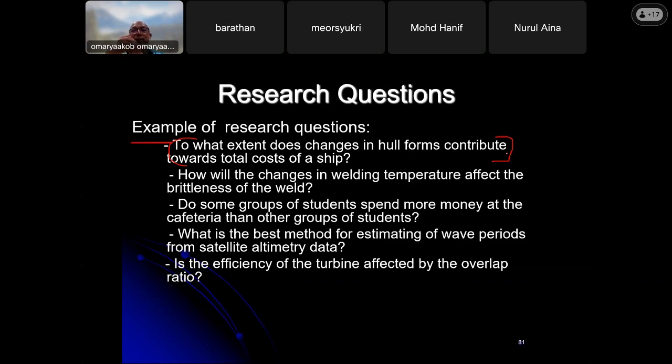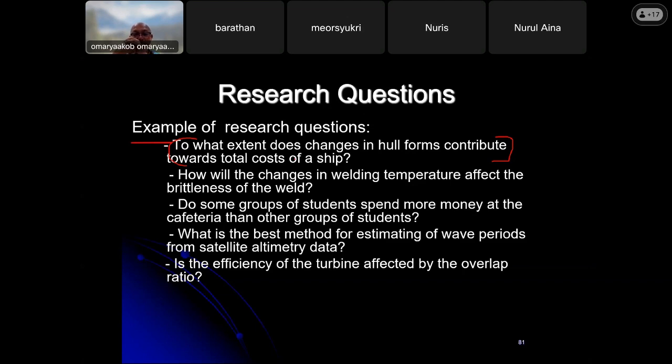Right, who else? Nuris. To analyze the relationship between welding temperature's effect and the brittleness of the weld. Okay, to analyze the brittleness. Okay, good. Right. So I think we go to number 3 now.